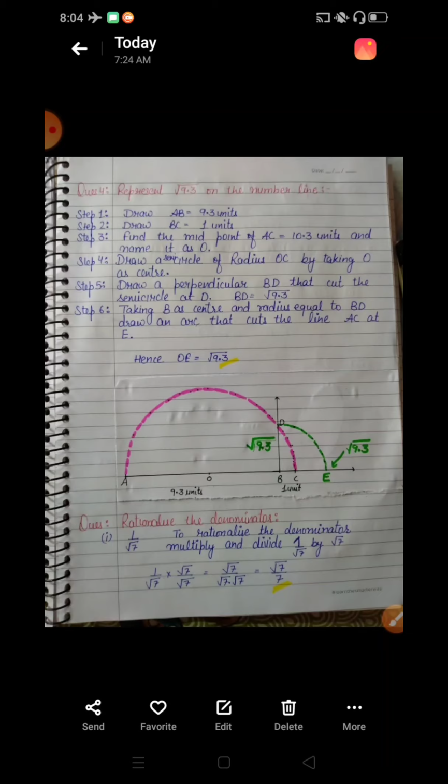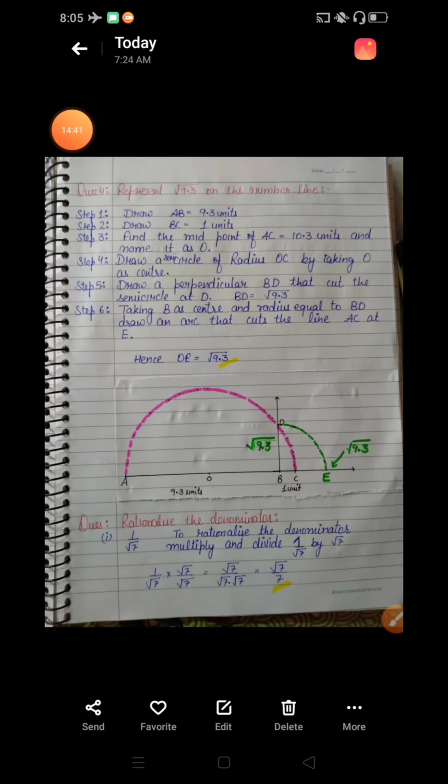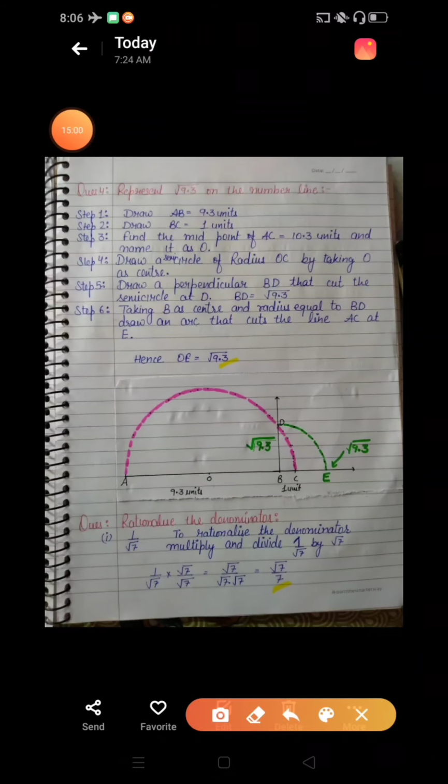Then you have to find the midpoint of AC. As we have said, AC is equal to 9.3 plus 1, that is 10.3. So we will find the midpoint of AC, which is 5.15, and we will mark it as O.